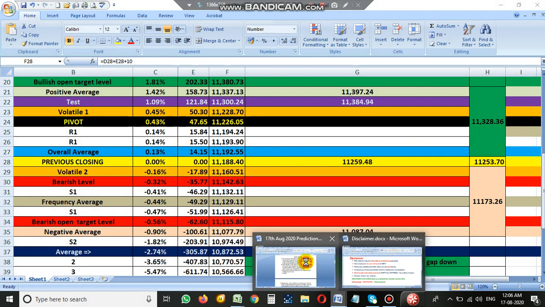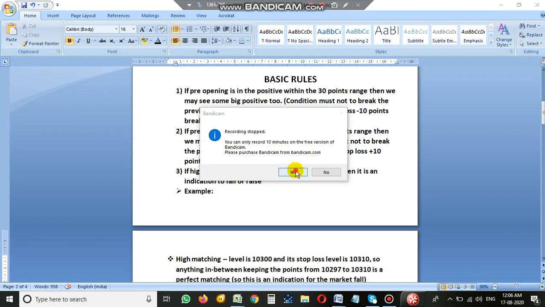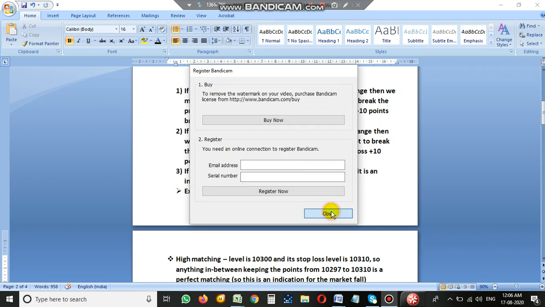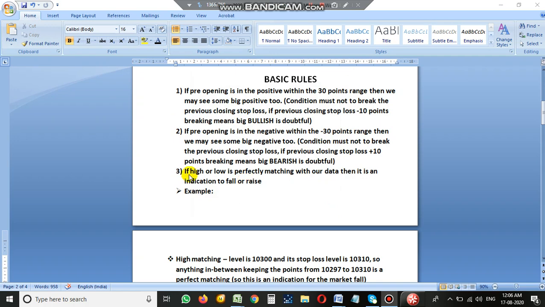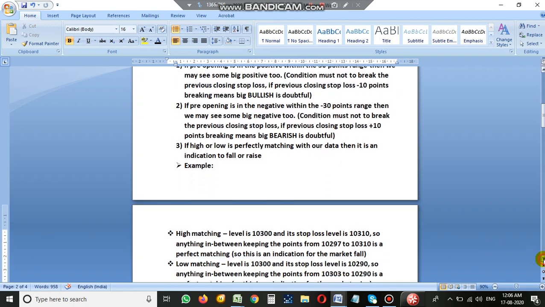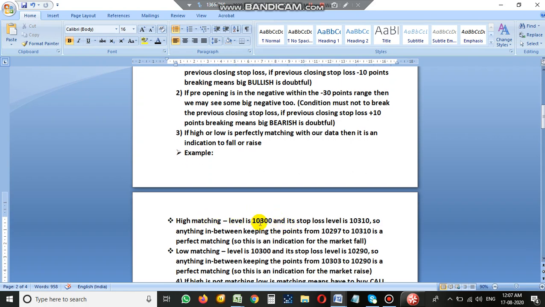And the other basic rule: if the high or low is perfectly matching, then we have a good chance to go according to the matching. For example, if the high is matching, say the level is somewhere around 10,300. I'm just taking it as an example. So the stop loss level is 10,310, adding 10 points, which is perfectly matching.